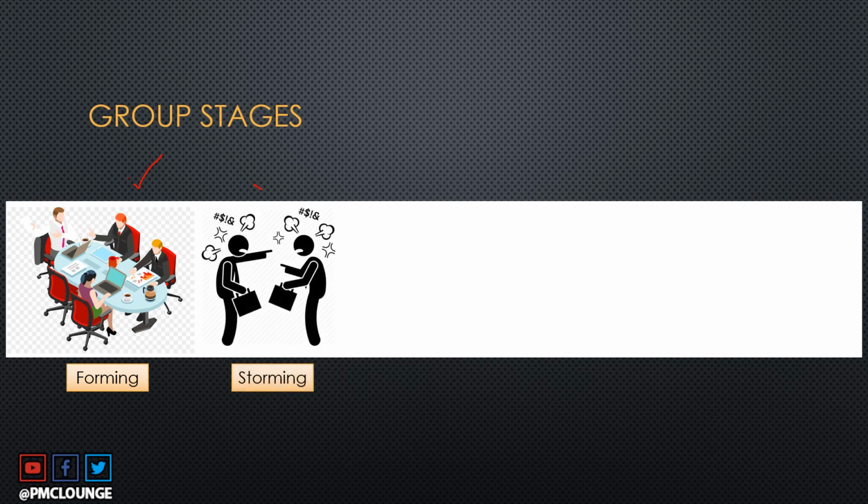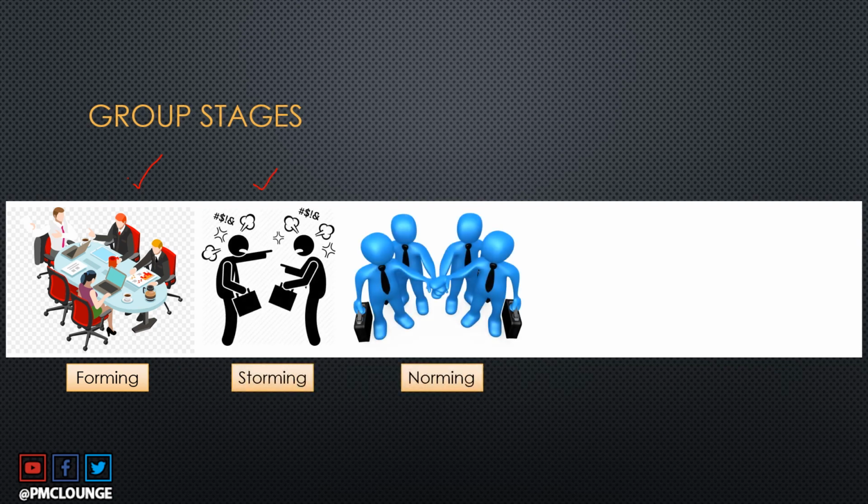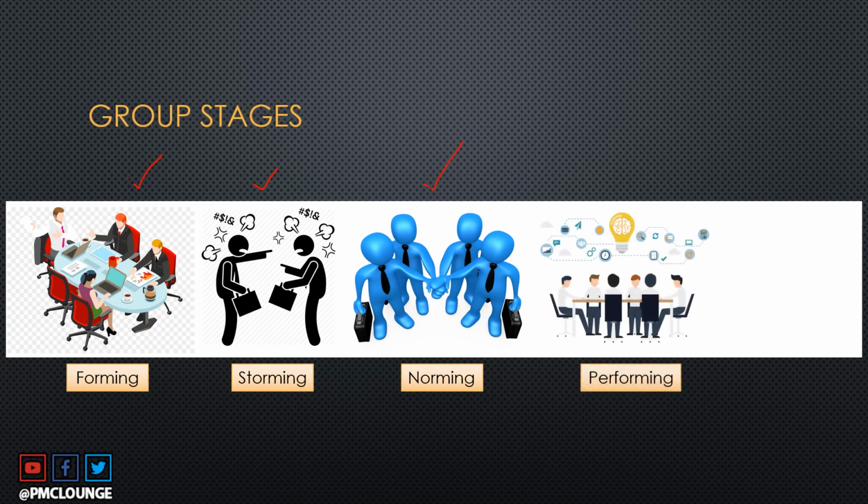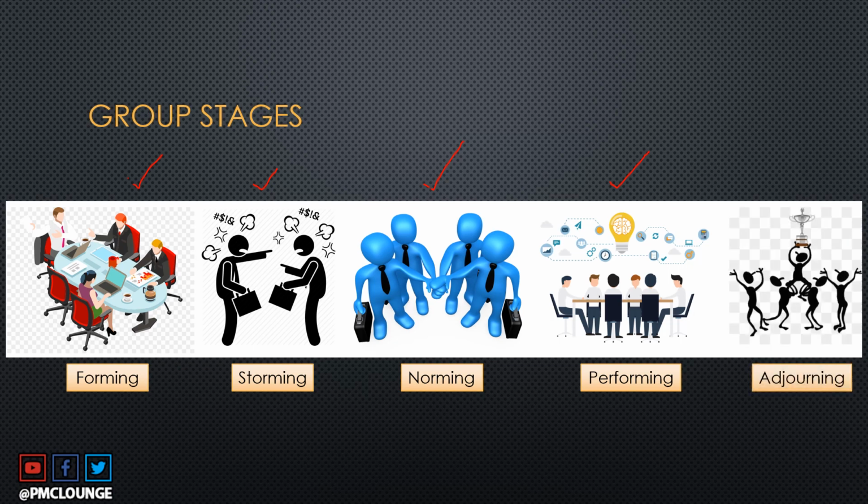All right, so a quick relook at the group stages. The first one is forming. This is where the introduction takes place. The second one is storming. This is where you're after each other's lives. Third is norming. This is where you get together. And fourth is performing, the peak performance of the project team. And finally, adjourning. Everything's done. We are good to go.